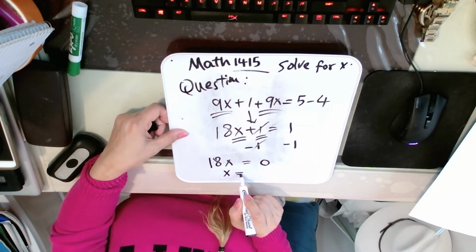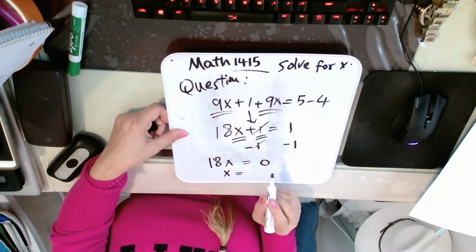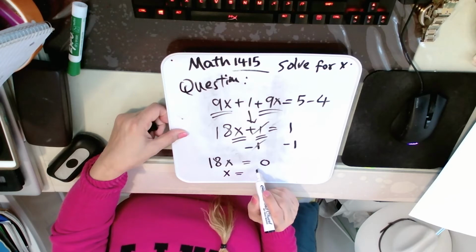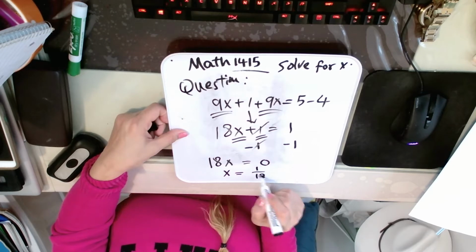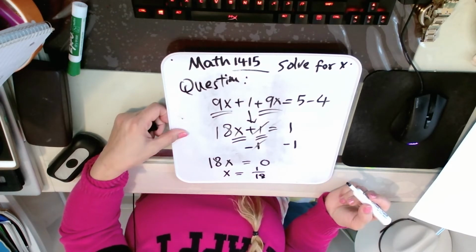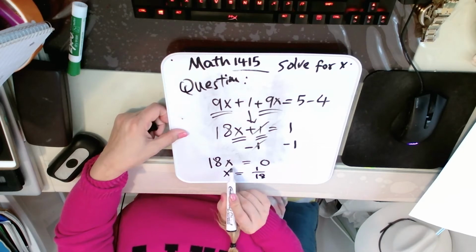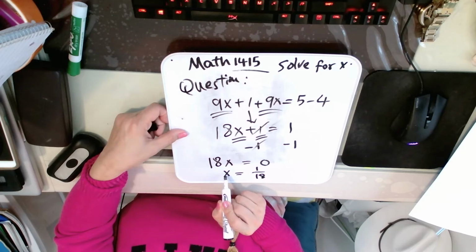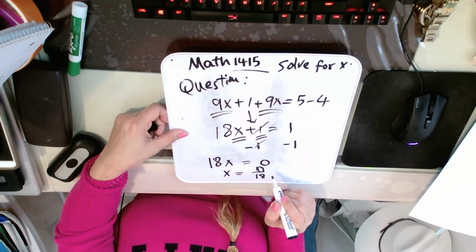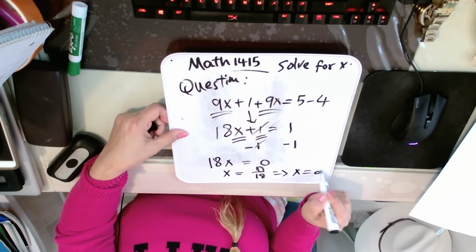X equals 0 over 18. Because we're gonna divide it by 18, now it's gonna be 0 over 18. X equals 0.